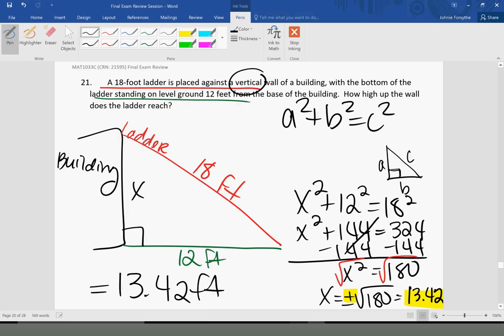Let me look at this real quick. 21. Yeah, it says round to the nearest hundredth in your answer. So it was actually 13.416. So because of that 6, we round the 1 up to 13.42. But Pythagorean theorem was the important thing here for all right triangles.